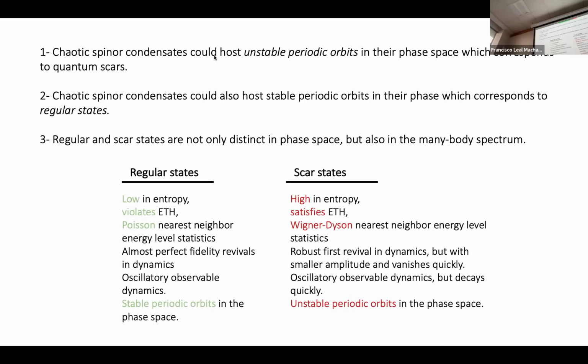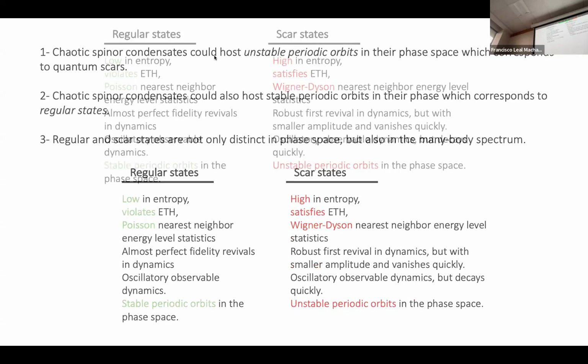So just as a recap, we find the regular states are low in entropy, while as ETH, they show Poisson level statistics, and they have perfect fidelity revivals together with the oscillator observable dynamics. And as the name implies, they're associated with stable periodic orbits.